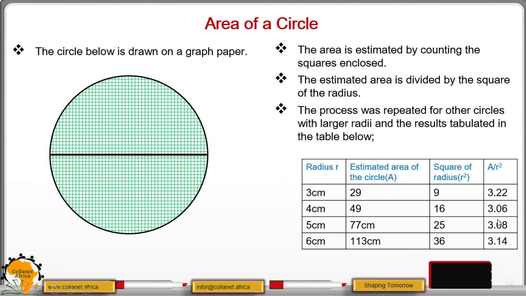So what we are interested in is this column. If you look at this column, it is 3.22, 3.06, 3.08, 3.14. So this column is almost, or it is approaching a constant. And a constant is a value that is not changing. So it implies that this constant is supposed to be the same for all the circles.